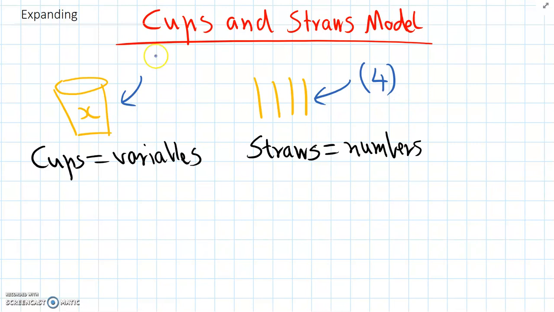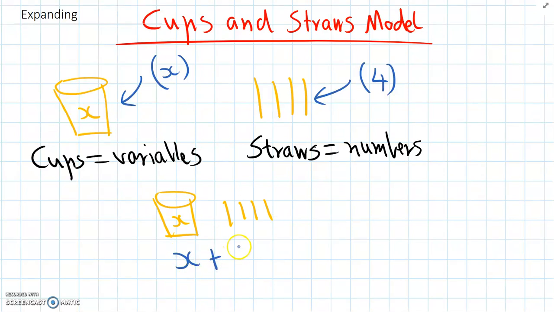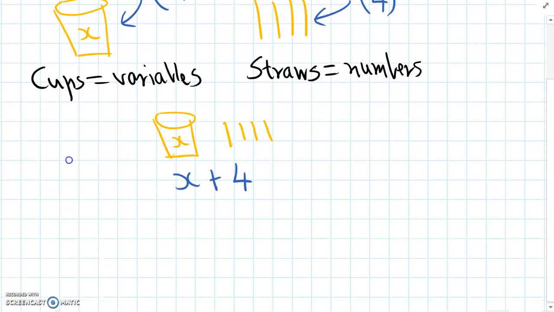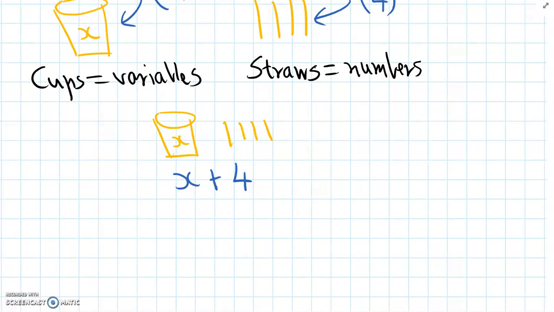And this x cup here is just representing x. So if we have this collection of a cup and 4 straws, this is showing the expression x plus 4. We've got our x term here and our plus 4 term here. The reason that we use cups to represent the variables is because, as we know, variables can change their value. So for x plus 4, let's substitute in a value for x.